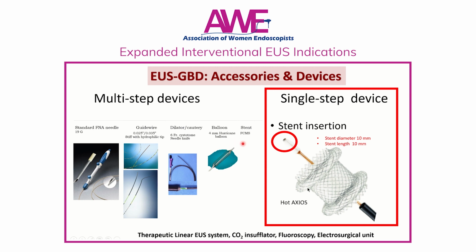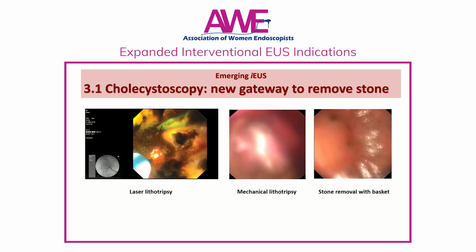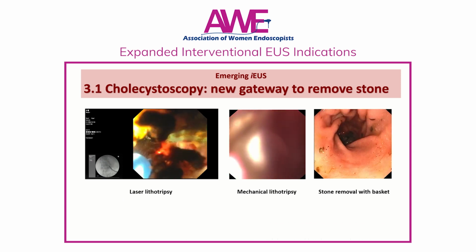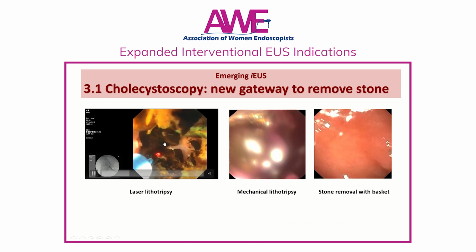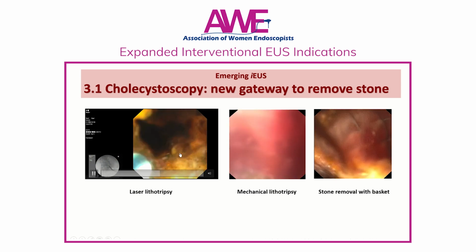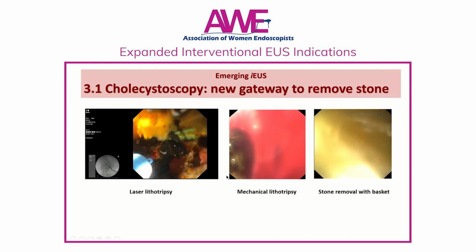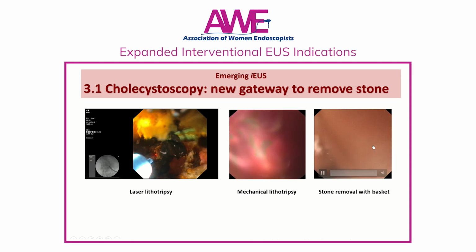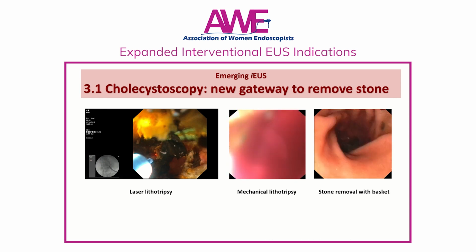And the currently available devices are hot Axios or hot Spaxus. They work really well. And through the cholecystoenterostomy tract, cholecystoscopy can be performed to remove the gallstones. Laser lithotripsy can be used to break down the gallstones and remove them through the cholecystostomy tract. Or mechanical lithotripsy can be performed. Also, a basket can be used to remove the stone through the EUS-created cholecystoenterostomy tract.